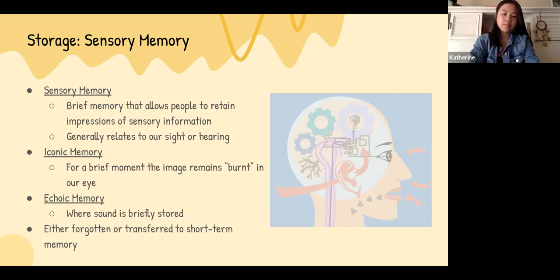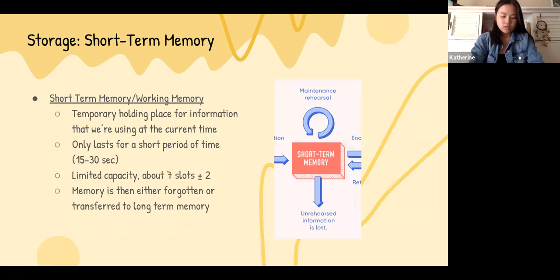And then we have echoic memory. This is where sound is briefly stored. And then sensory memory is either forgotten or immediately transferred to short-term memory. So short-term memory, or we can also call it working memory, is a temporary holding place for information that we are using at the current time.